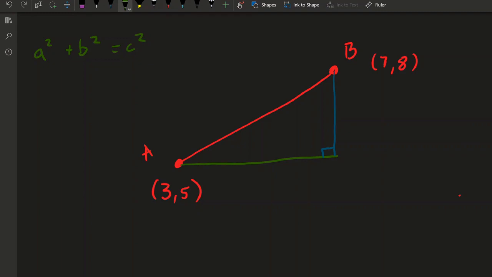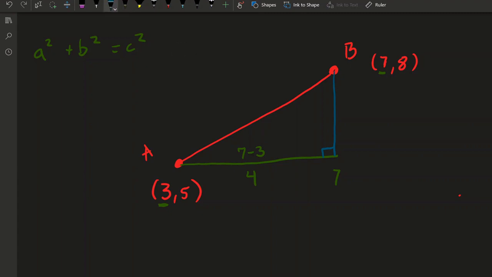So looking at the horizontal, if I just look at the x's, this one starts here at 3 and it goes all the way up to 7. So if I use the ruler postulate here on this horizontal piece, I know 7 minus 3, this horizontal piece is 4.